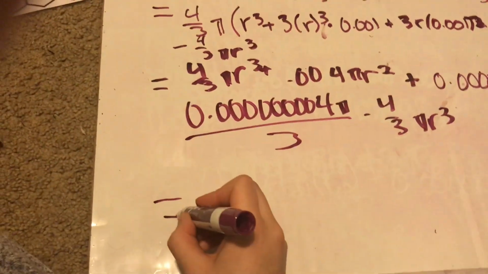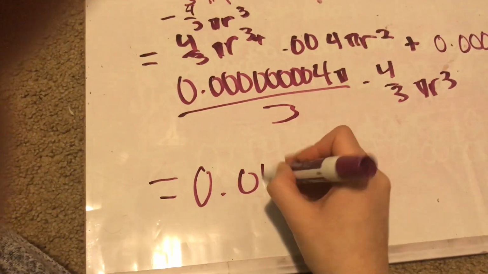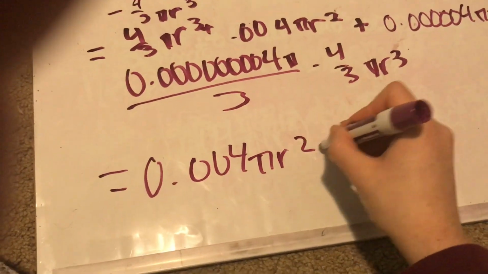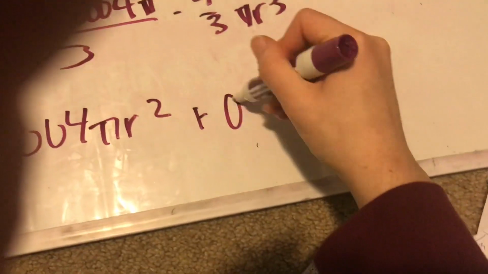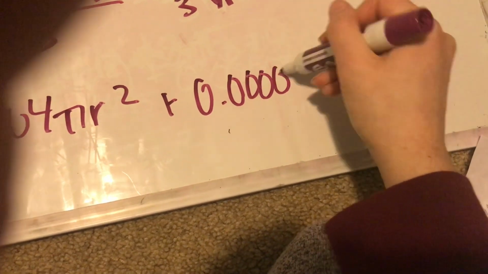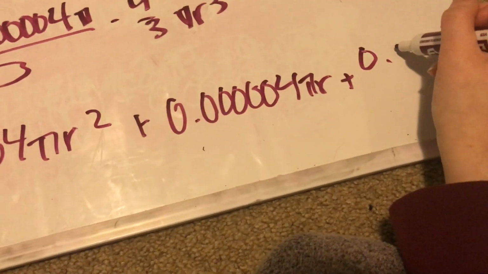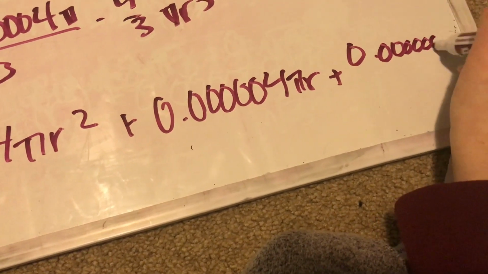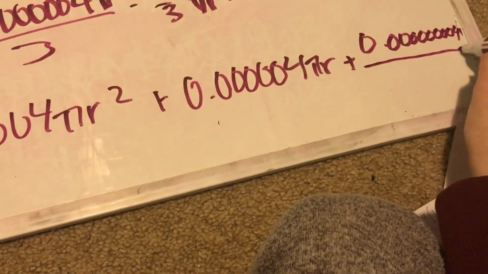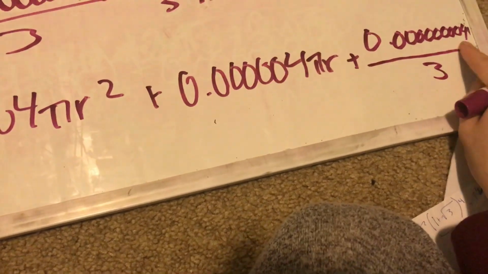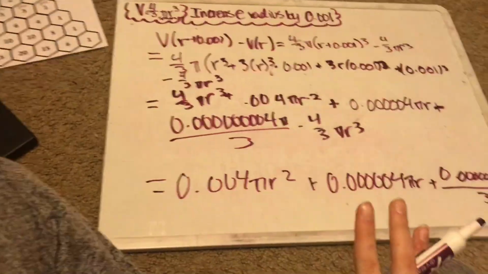Now if we simplify that out even more, you get 0.004 pi r squared plus 0.1234504 pi r plus 0.0000004 divided by 3, that's a pi. It's supposed to be right there. So there we go. There we have it.